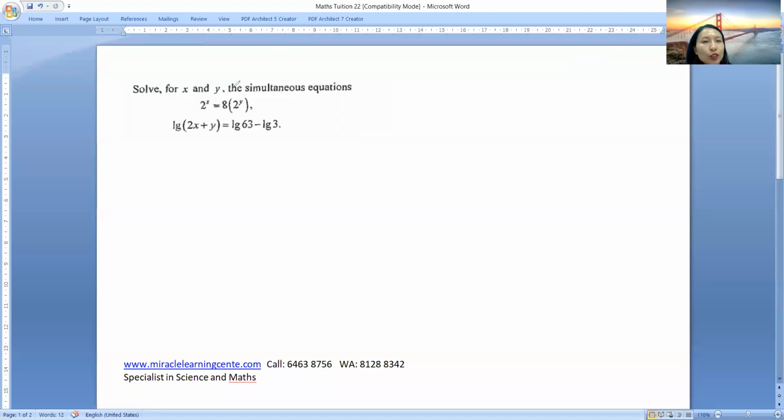Let us look at this maths question. Solve for x and y the simultaneous equation. So we have this first equation here, we call it number 1. And equation 2, we call it number 2.